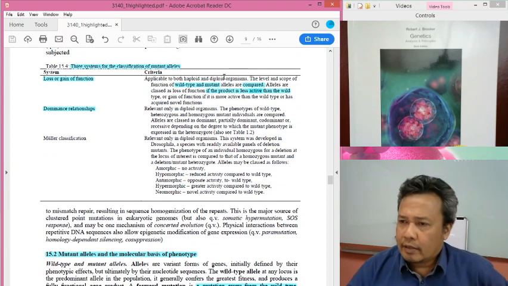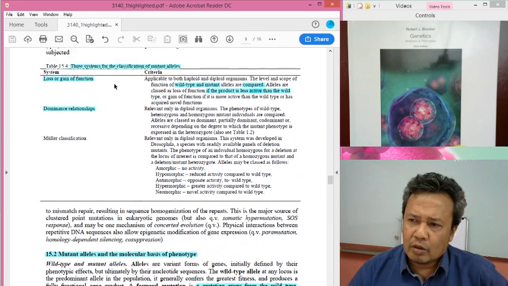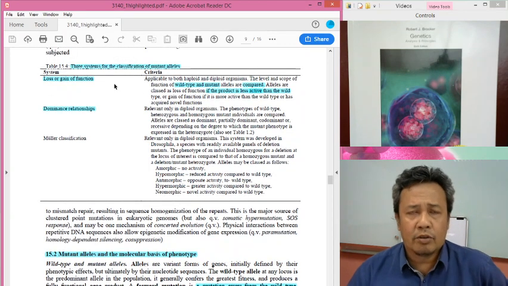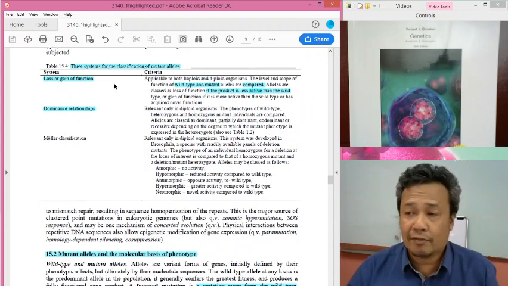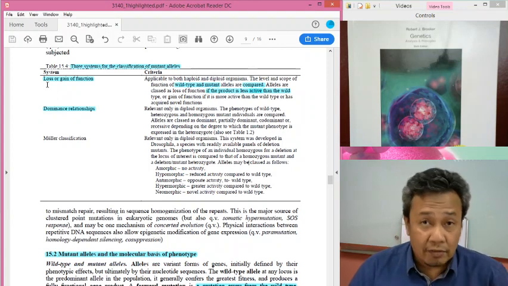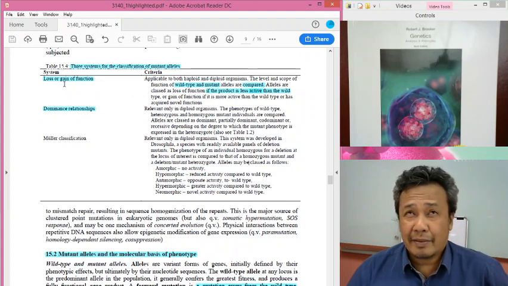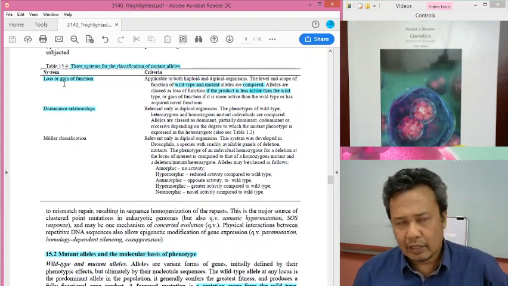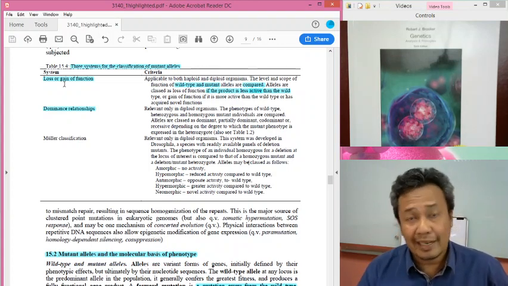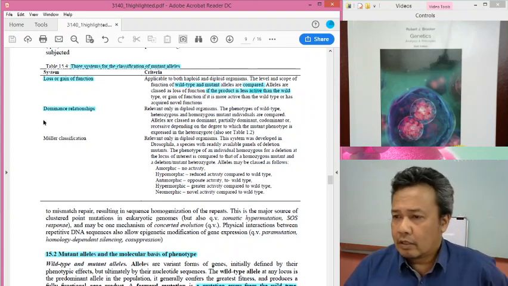Table 15.4 talks about three systems for classification of mutant alleles. If you have a mutation and you know the mutation is causing an effect, how do you classify it? One is either loss of function or gain of function. Loss or gain is normally compared to the wild type. If you have more protein or more function, then it's gain of function. If you have less, diminished or abolished function, then it's loss. If the product is less active, it's loss of function.